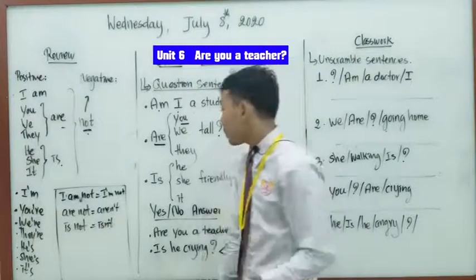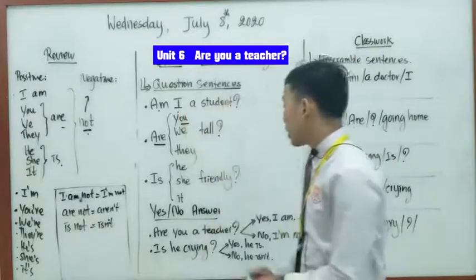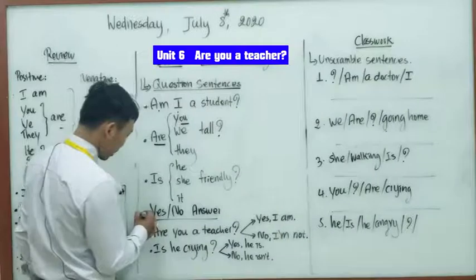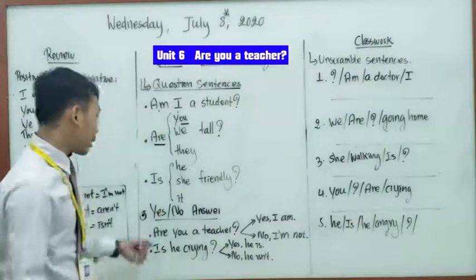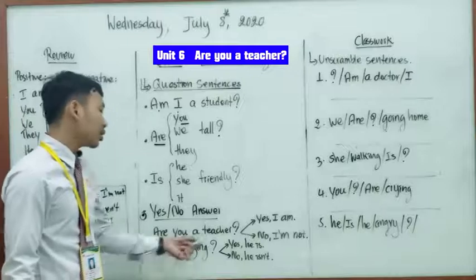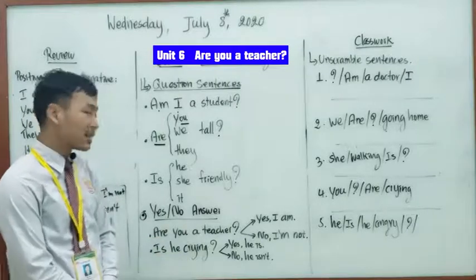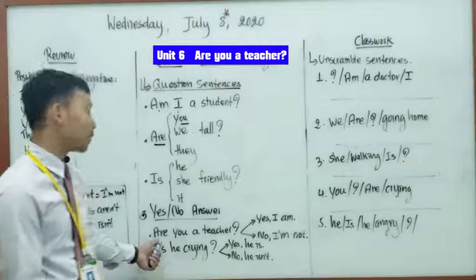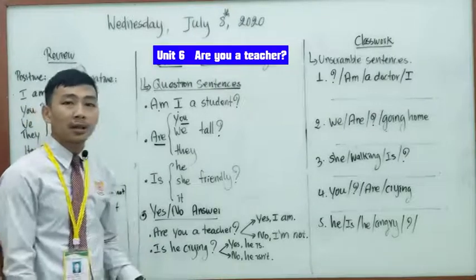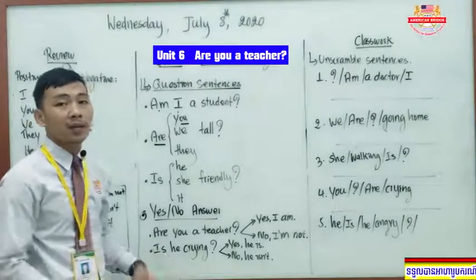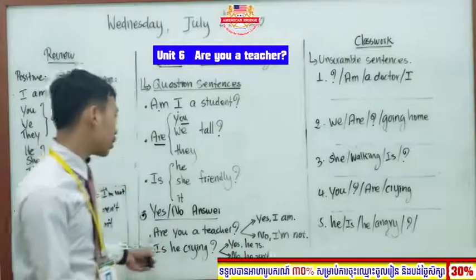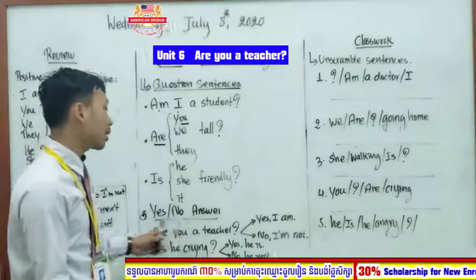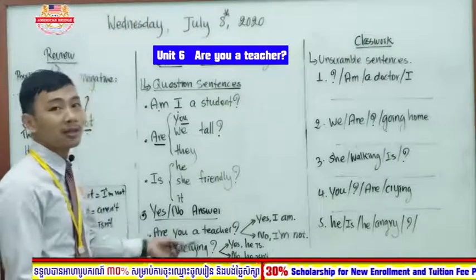Understand? Good. And how can you answer? I have some clue for you. Look at this one, the question. Are you a teacher? The question starts with verb be, so the answer must end with verb be. Okay? It's a yes no question. We can say yes or no. I write here, how can you write the yes no answers?